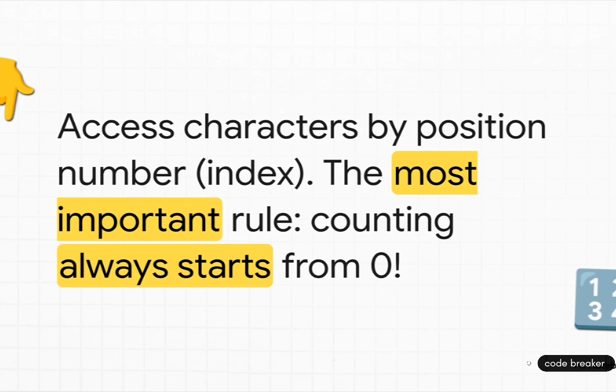Okay, pay attention, because this one is huge. To get at specific characters inside a string, we use something called indexing. You can think of it like every character has its own address or a position number. But here's the golden rule of programming you just have to burn into your brain. In Python and most other languages, we always start counting from 0, not 1. So in the word Python, P is at index 0, Y is at 1, and so on.